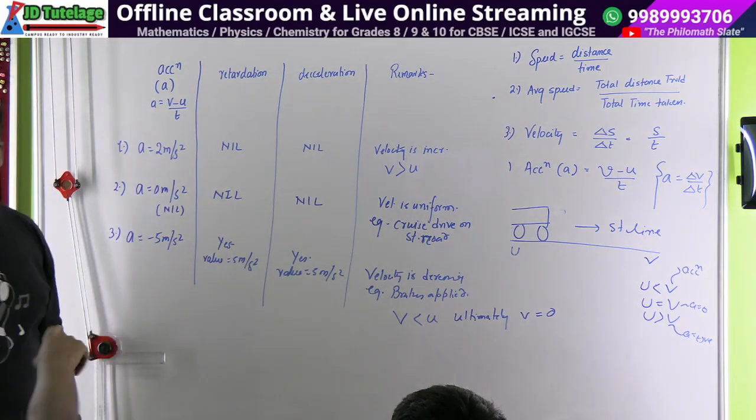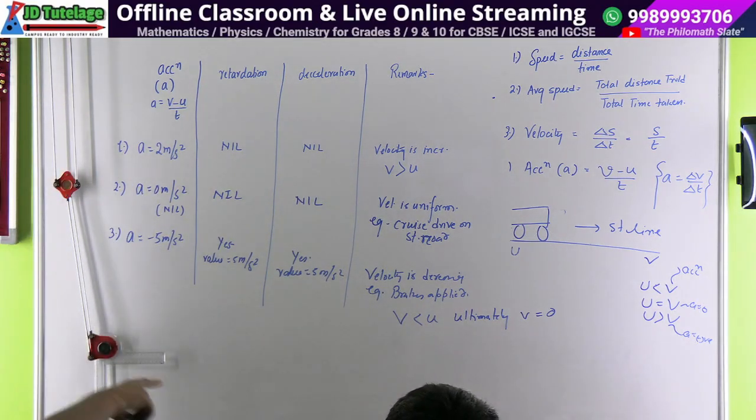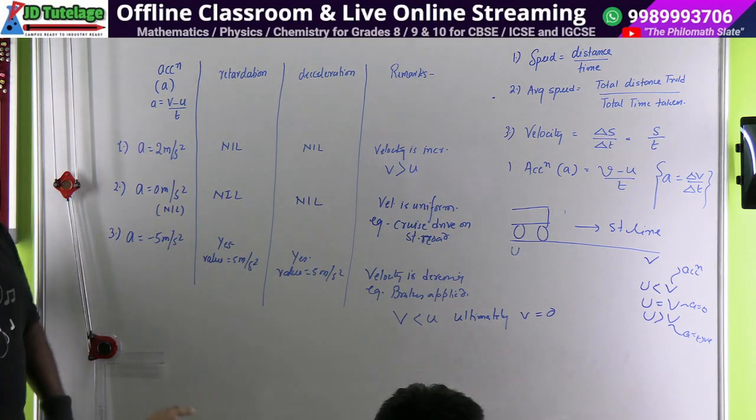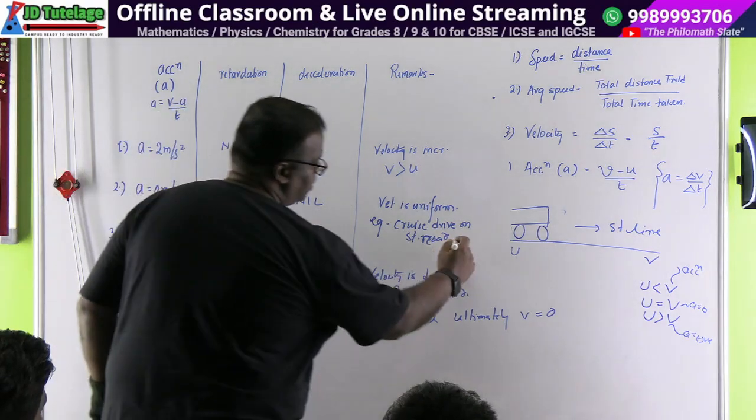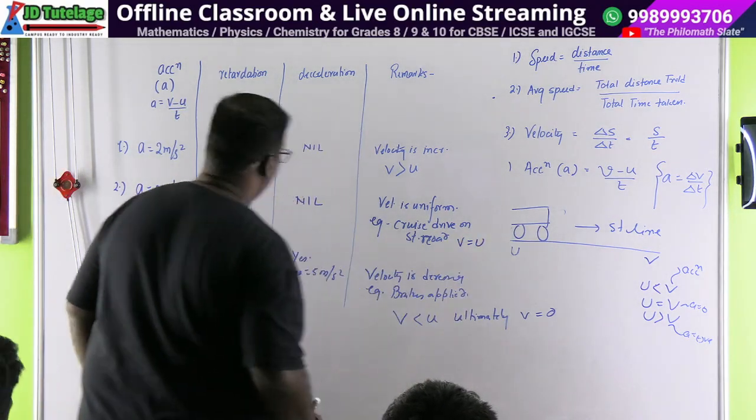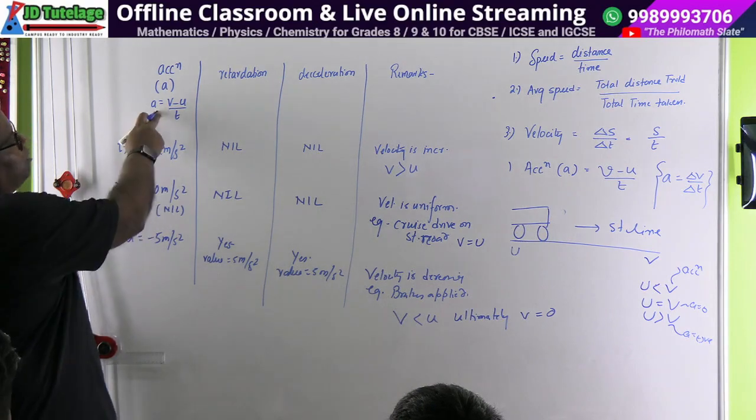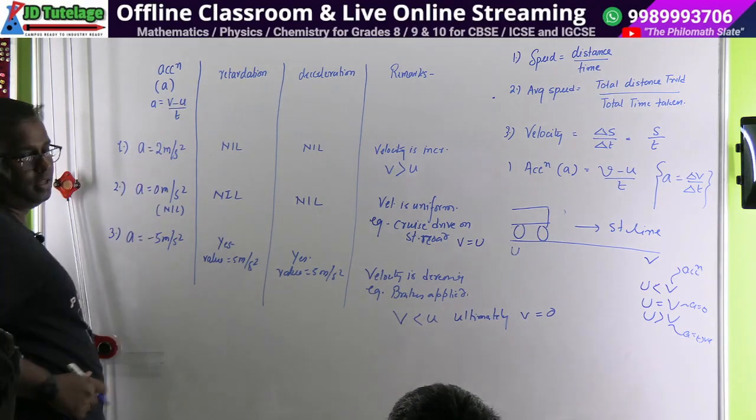Sir, in the second one, the initial velocity and the final velocity is equal, right? Yeah, here we can write v is equal to u. Therefore, you are getting a as 0. What is the formula of a? v minus u by t.